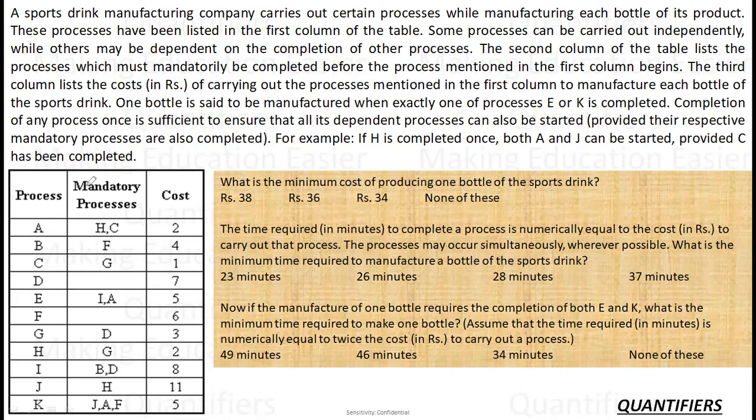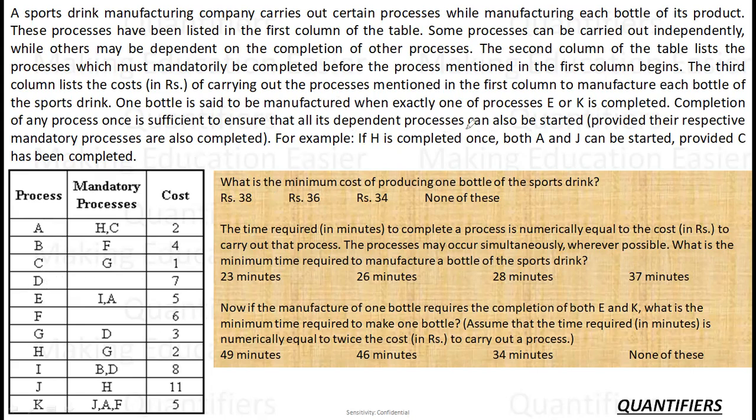in the first column. So in order to complete A, H and C need to be completed. In order to complete E, I and A must be done. So if I and A are done, only then E can be done. So E is a dependent activity. D is an independent activity. D is not depending upon anything.